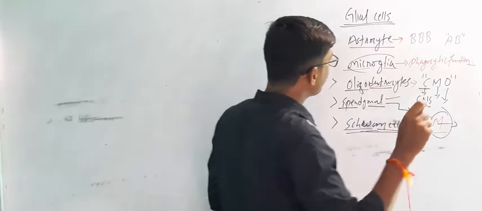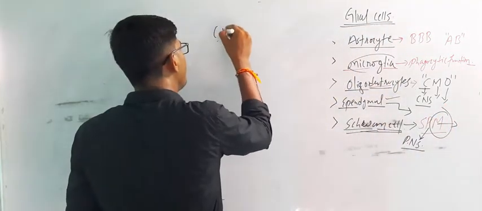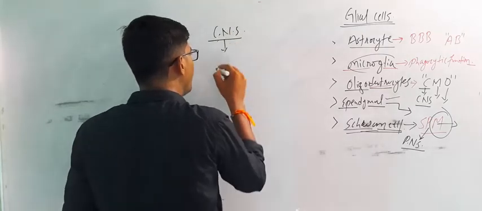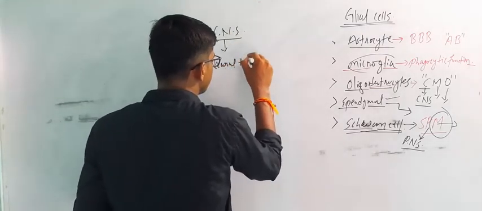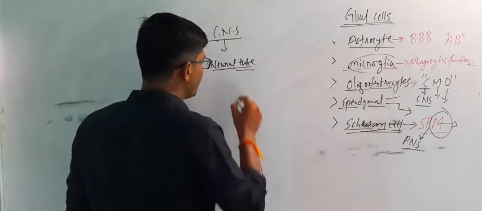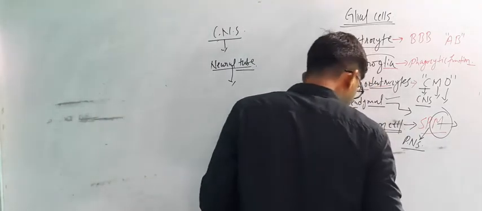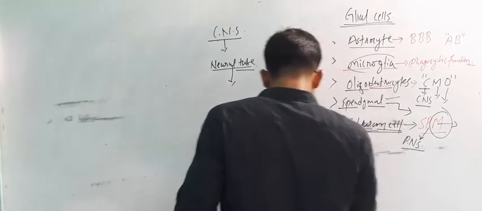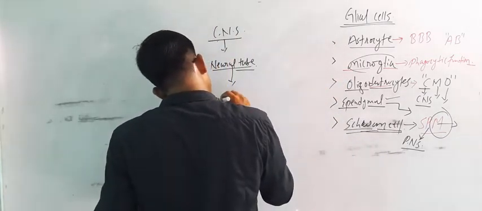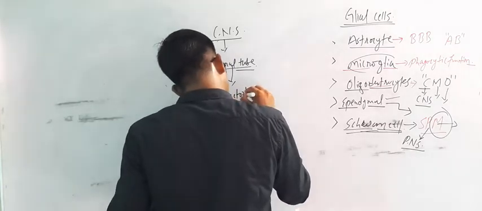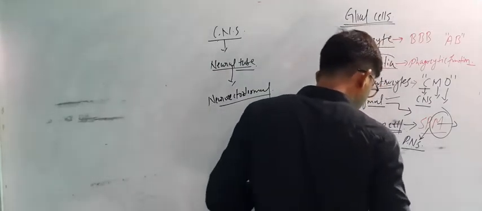Now we have to remember the origins, the embryology. The entire central nervous system is derived from the neural tube. And where does this neural tube arise from? It arises from neuroectodermal origin. So the astrocytes are of neuroectodermal origin.